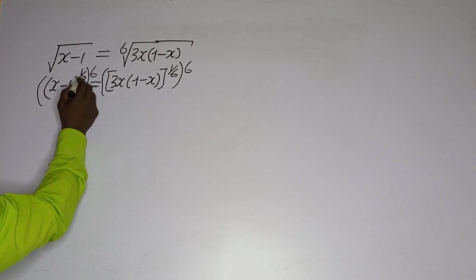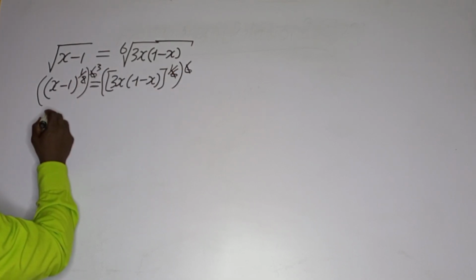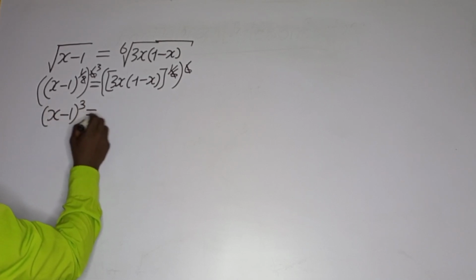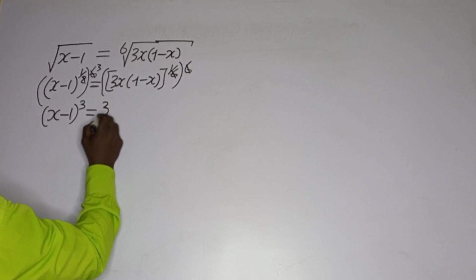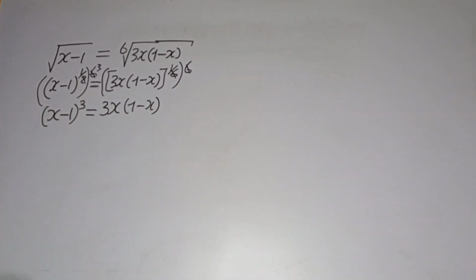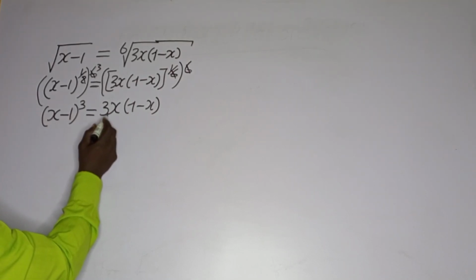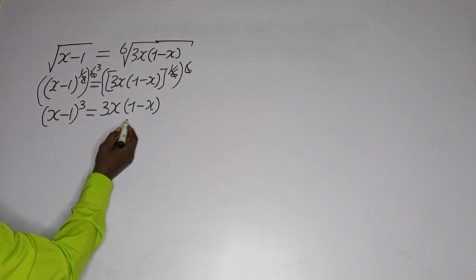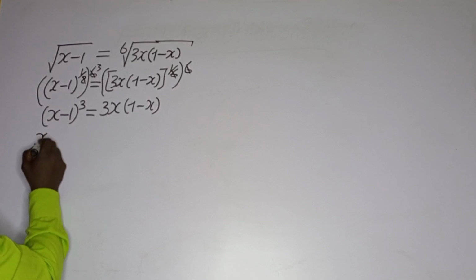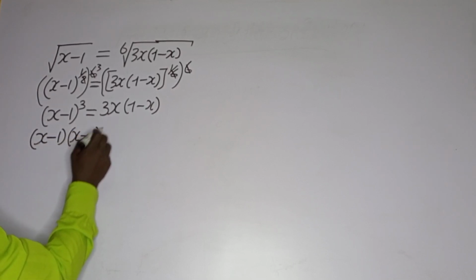When we do that, we see that 2 here cancels 2, and 3 and 6 cancel. And so we obtain x minus 1 to the power 3 is equal to this expression inside here, 3x into 1 minus x. Now this is x minus 1 cubed, equal to 3x into 1 minus x. We have to expand this left hand side. It simply means we are going to multiply x minus 1 by itself 3 times.